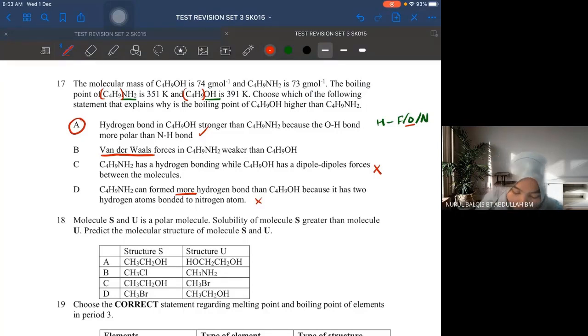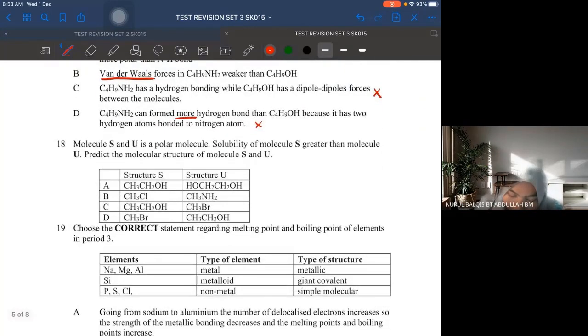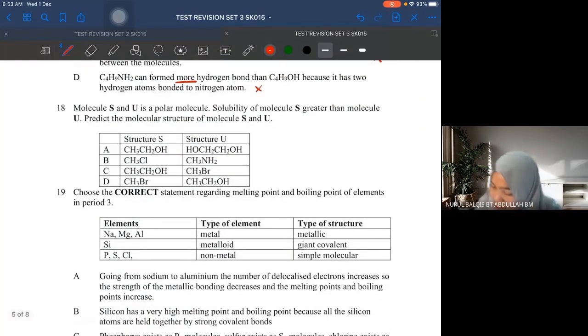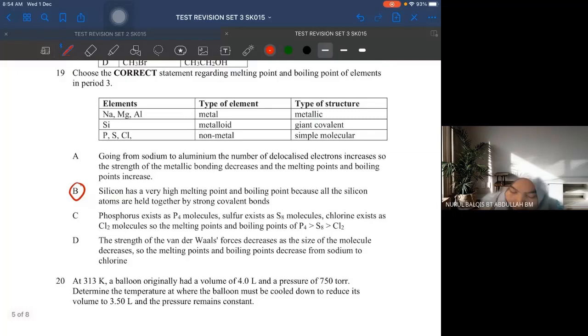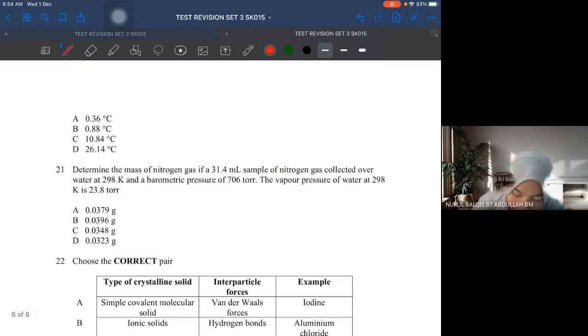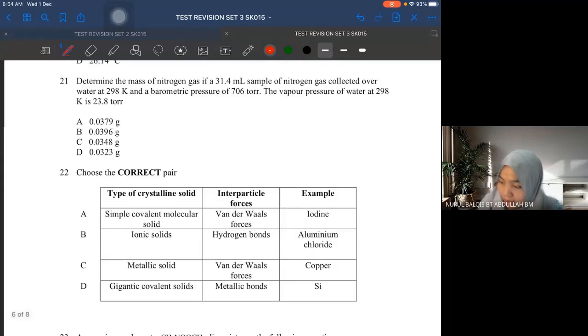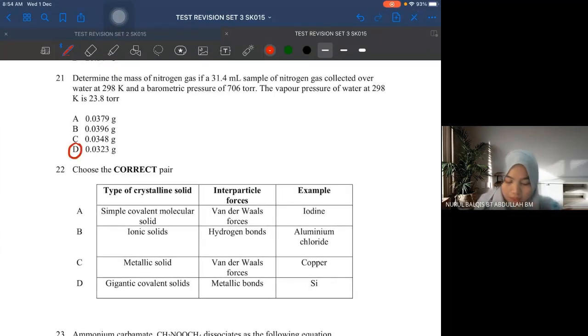Okay. Right. Number 18, the answer should be C. Number 19, B. Number 20, B. Number 20 tu dia pergi guna 273, dia tak guna 273.15. Number 21, D.